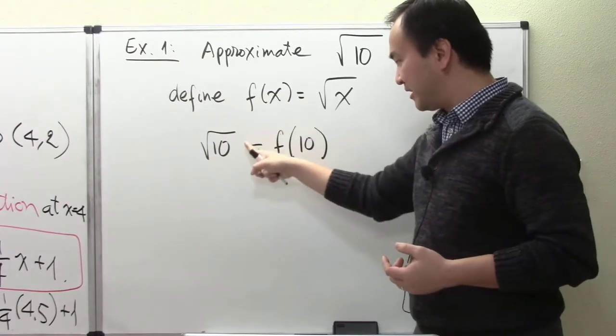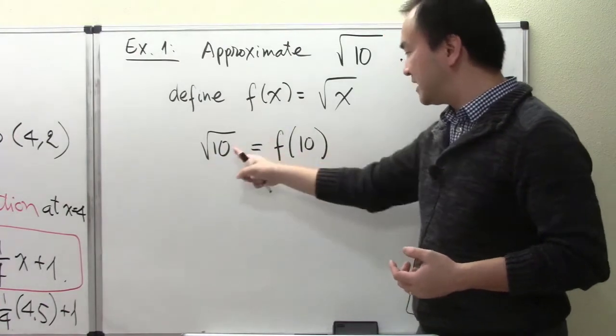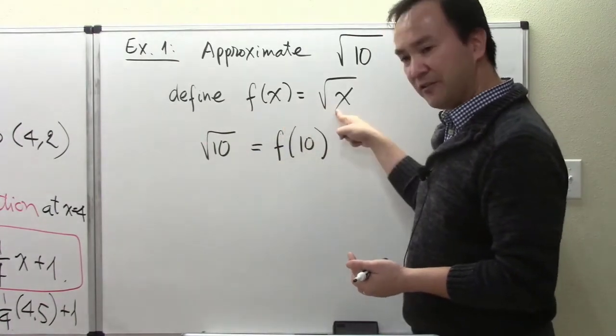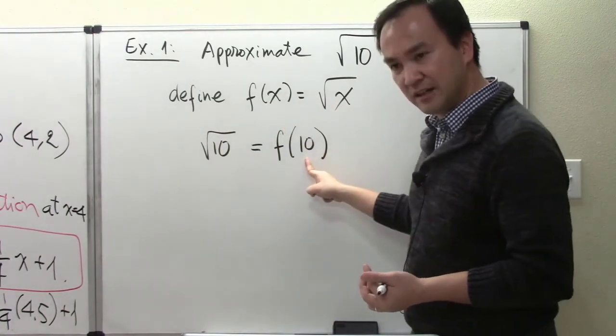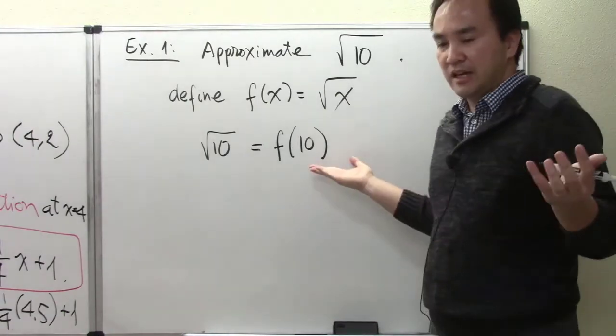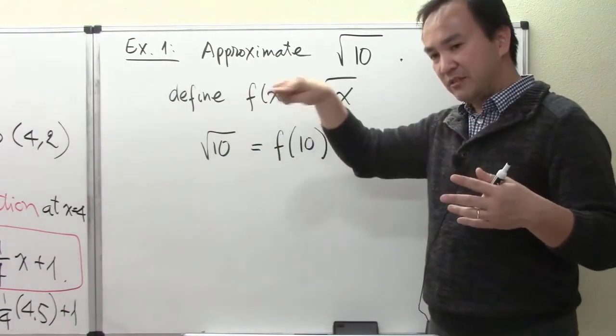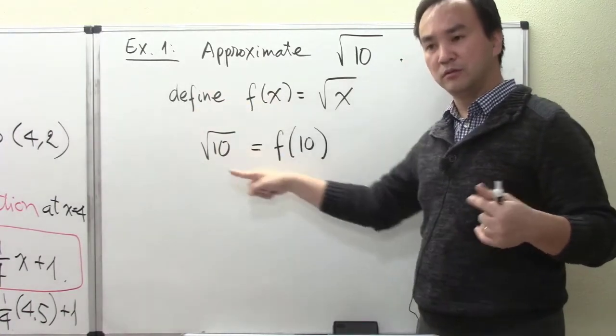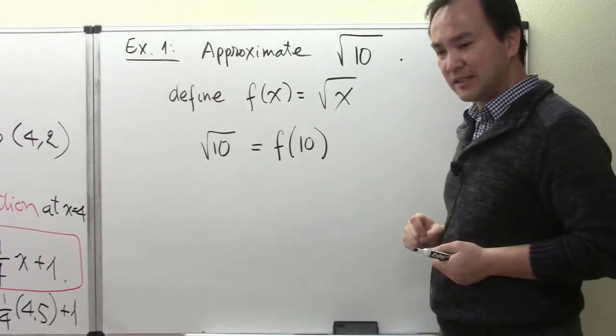The reason I'm writing it this way, square root of 10 equals f of 10, is that I want viewers to see the square root of 10 as the function that we defined here previously, substituted in x equals 10. But see, in the end, if we're doing this, then we're just beating around the bush. As I said, we're only forcing the calculator to overwork, unnecessarily.